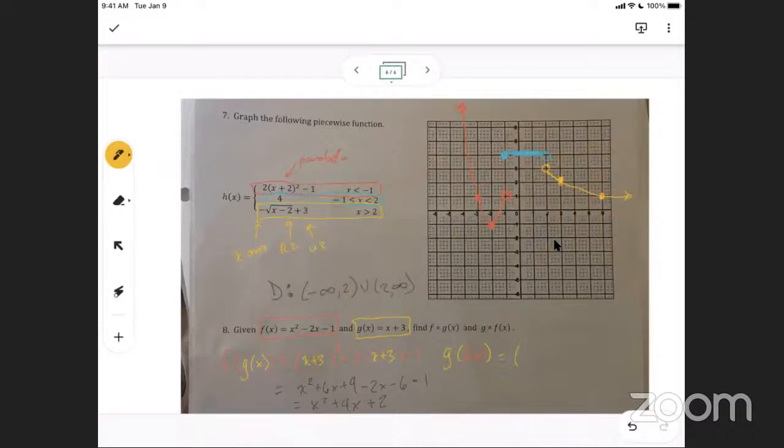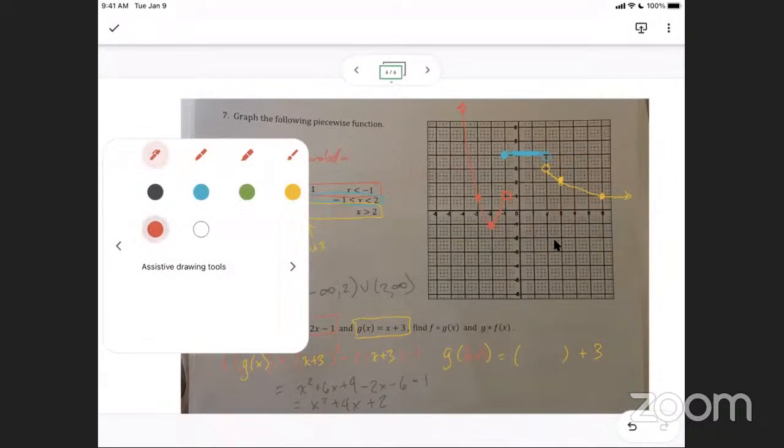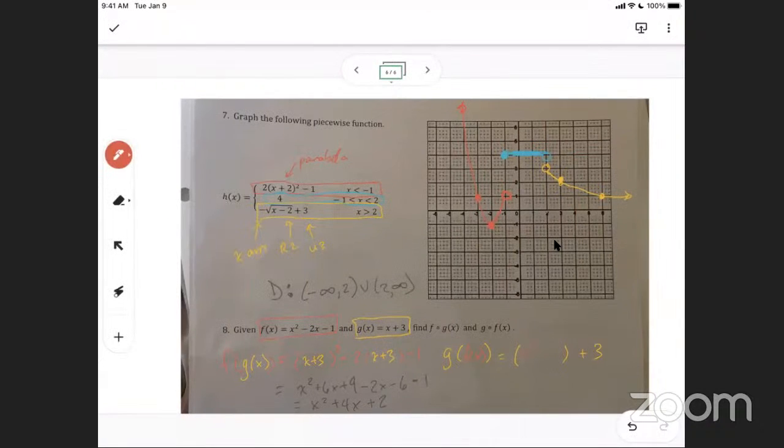So f of x is x plus 3. So it'll actually be easier. So I plug in x squared minus 2x minus 1. I plug that in for the x, all the x's, which there only happens to be 1. So this was easier, right? And then I just simplify that. So this equals x squared minus 2x plus 2.